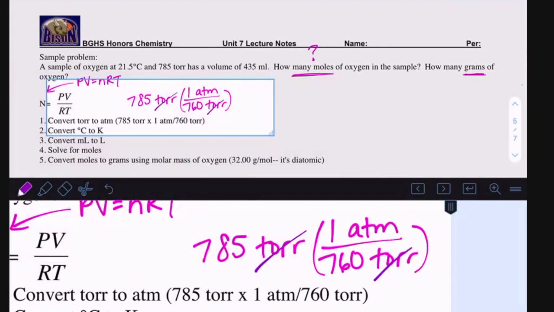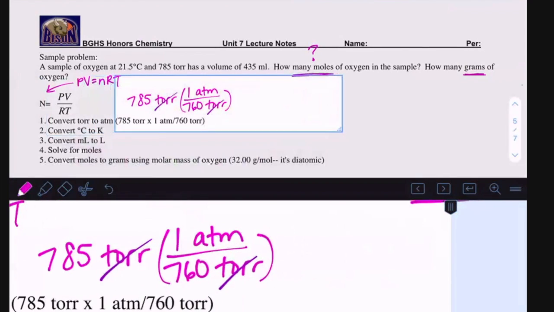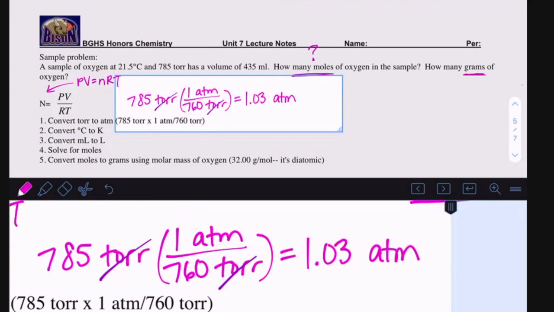And my units of torr cancel. And if I plug this into my calculator, 785 divided by 760, I get 1.03 atmospheres. Okay, so now I have my pressure in the correct units, so I'm looking good so far. So now let's keep going.